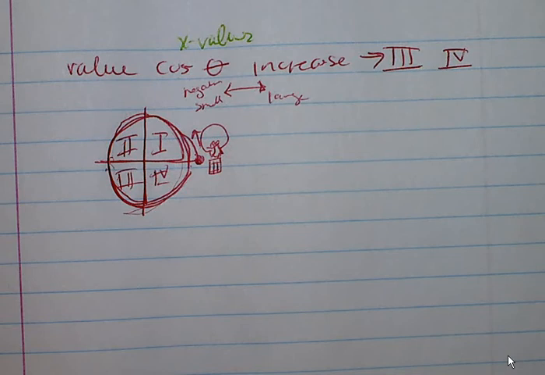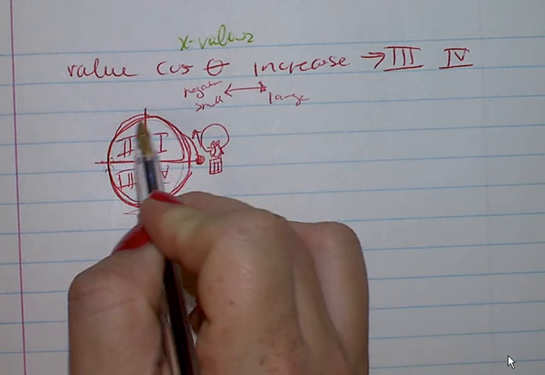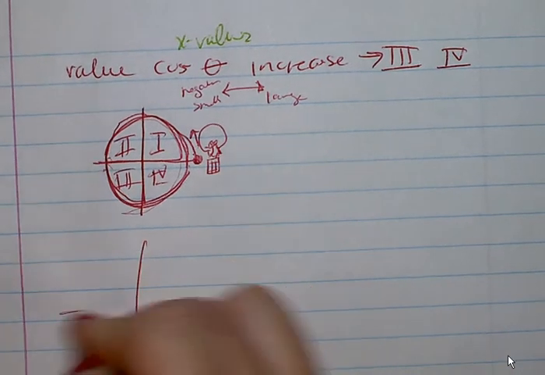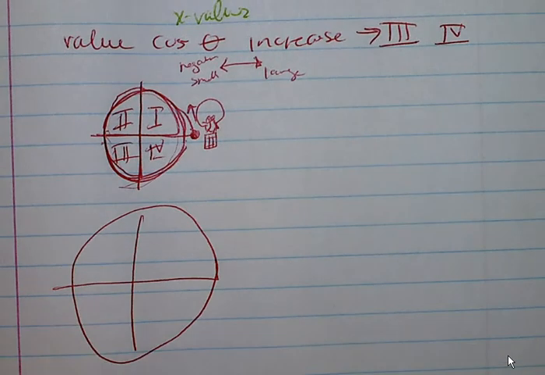If I would have asked where the cosines are going to decrease, it would be in quadrants 1 and 2. Okay, draw yourself another picture. If you want to try to replicate my hot air balloon, feel free to.